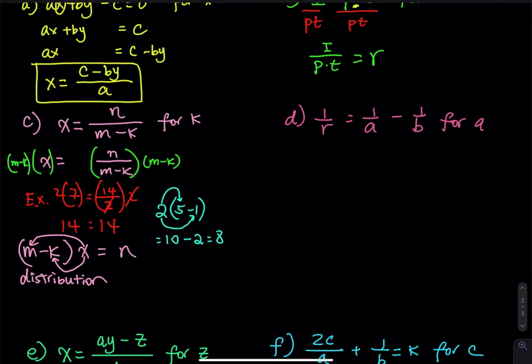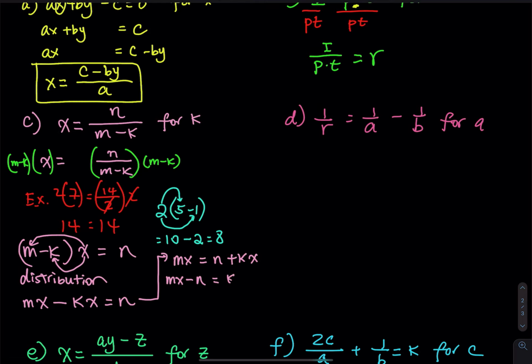Alright, so you have m times x minus k times x equals n, and then you want to isolate k on one side. So how about this? You add kx on both sides. So you have mx equals n plus kx. And then you subtract n on both sides. mx minus n equals kx, and then you divide both sides by x. So k equals mx minus n divided by x. So that's how you do it.